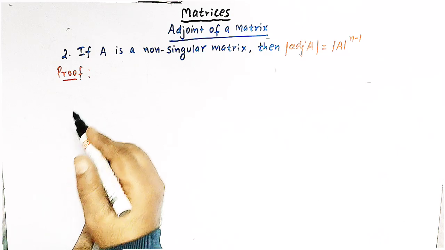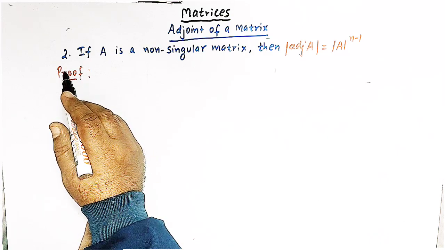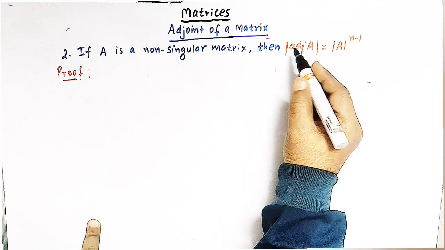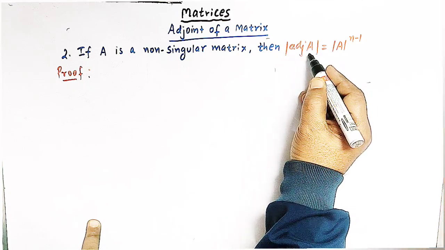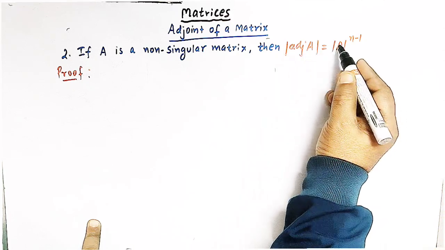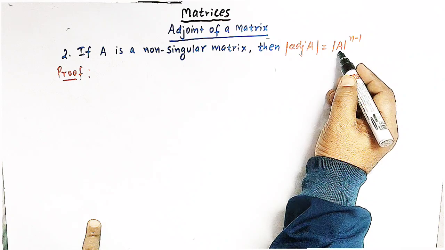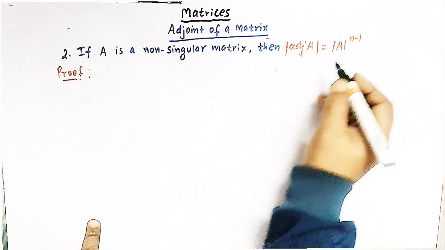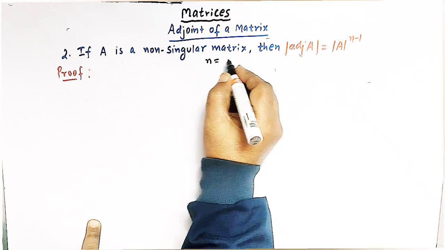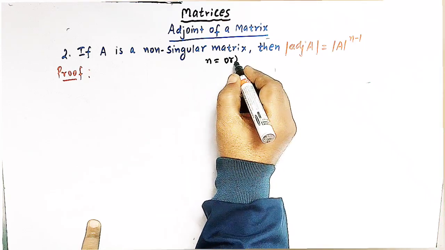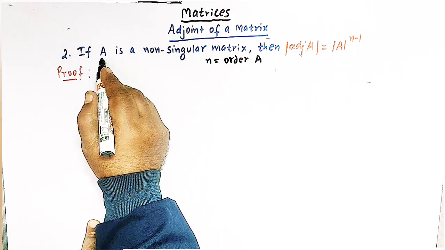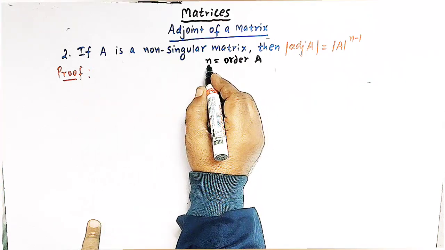So now let us take one more important result. If A is a non-singular matrix, then the determinant of the adjoint of A is equal to the determinant of matrix A raised to the power n minus 1. This n is the order of the matrix A, so A is a square matrix of order n.